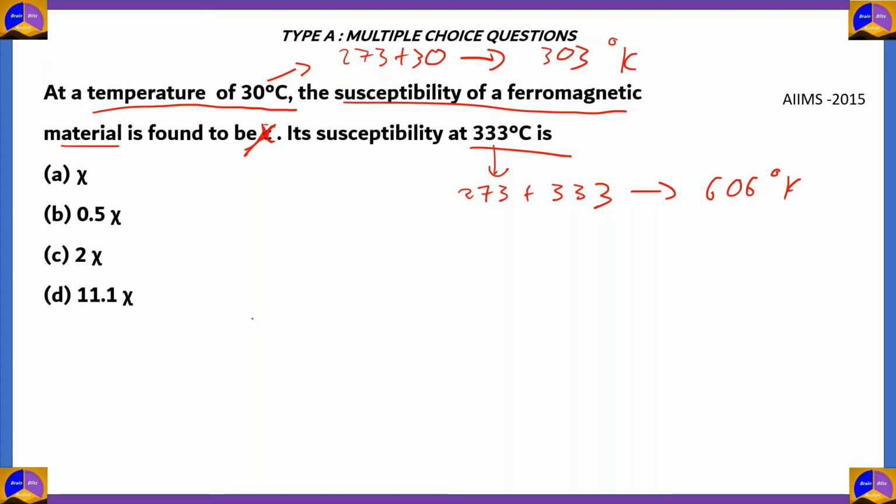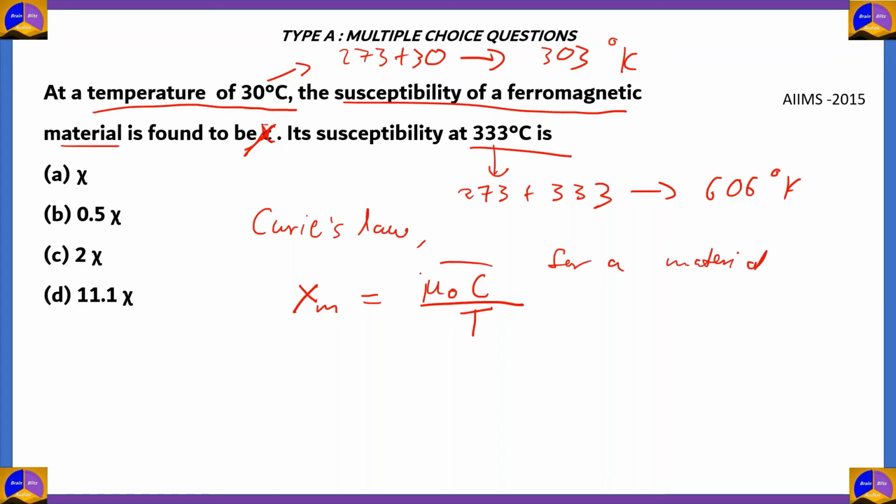Next, in this question, we use Curie's law. Curie's law states that the magnetic susceptibility of a material is equal to mu naught C divided by T. Now for a material, C and mu naught are constant. So therefore, the magnetic susceptibility is inversely proportional to the temperature. And that is the important relation that we'll be using here.